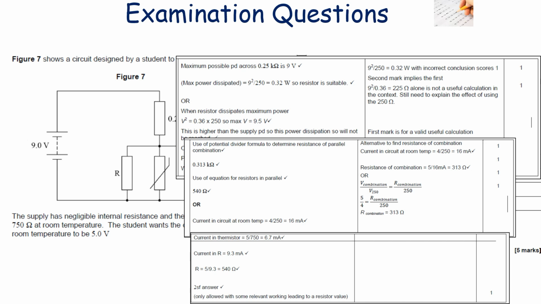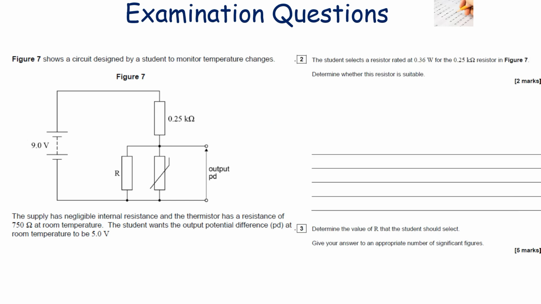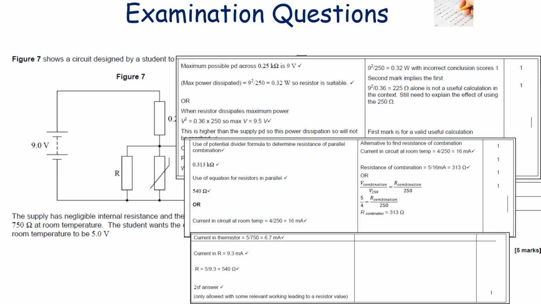So either way will give you your answer of what the resistor should be. Now also please do remember that you should give your answer to 2 sig figs. Why is that? Because in the question you're given your values to 2 sig figs, 9.0, 0.25. They're all values given to 2 sig figs.